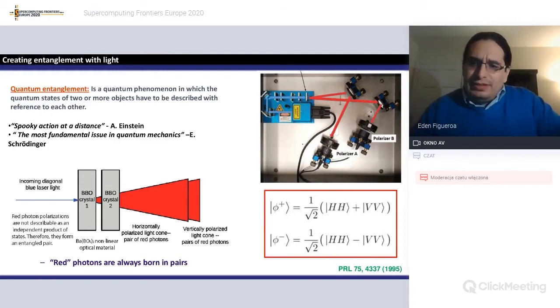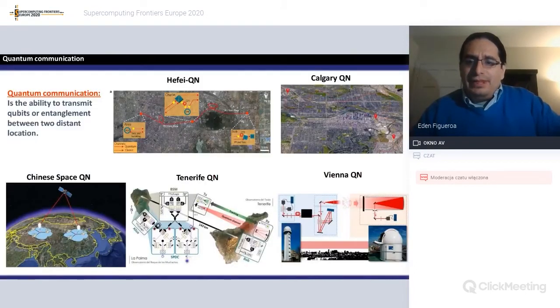So now, using these concepts that we just described is basically the basis of what is now called quantum communication science. Right? So quantum communication science is going to be the development of this new type of quantum networks in which we can transmit qubits of information, and we can also share entanglement between remote locations, right? So that's basically the idea.